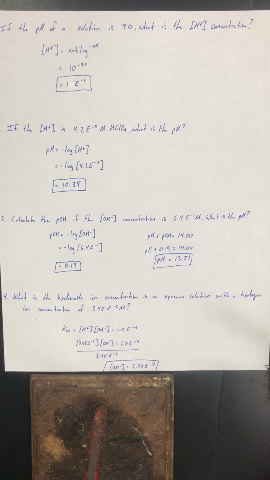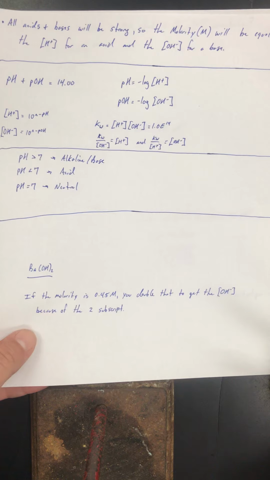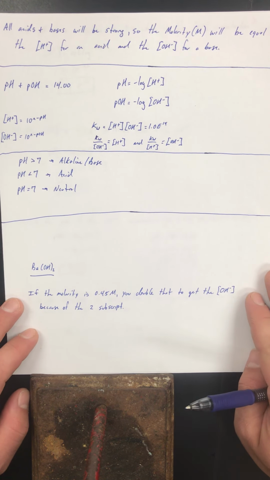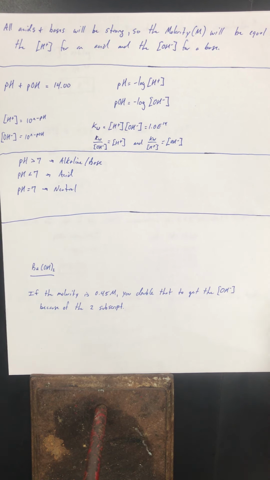A couple of quick things that I wanted to talk about very briefly is that in your assignment, all acids and bases will be strong. So if you are given the molarity, you can use it as the hydrogen ion concentration if you're dealing with an acid, or the hydroxide ion concentration for a base, because strong acids and bases have 100% ionization.